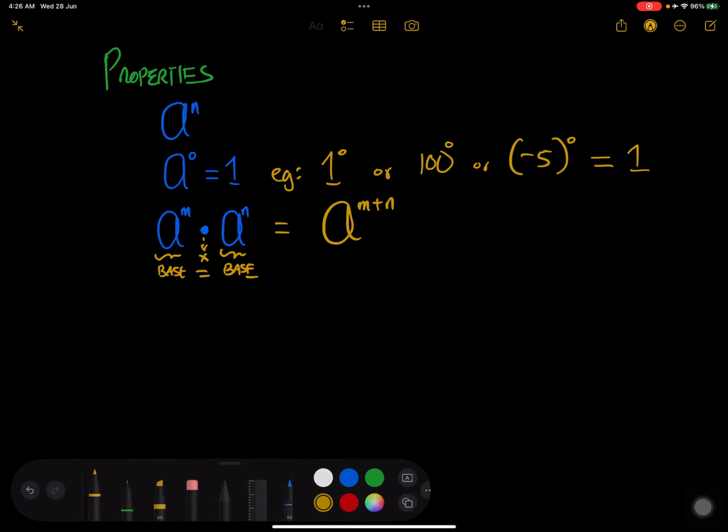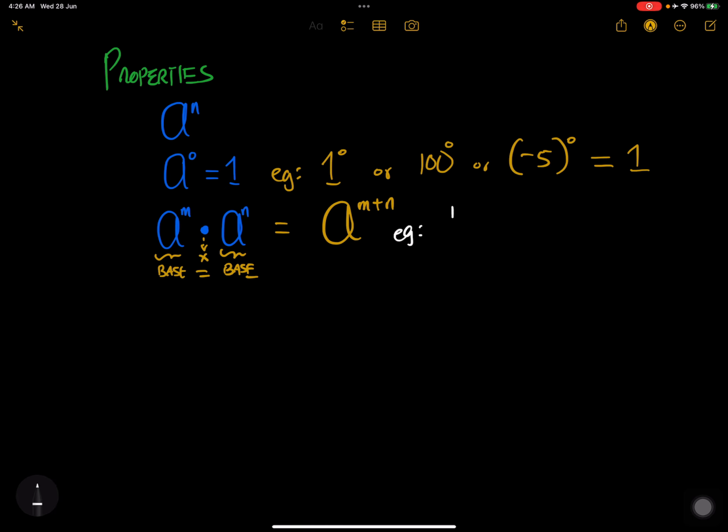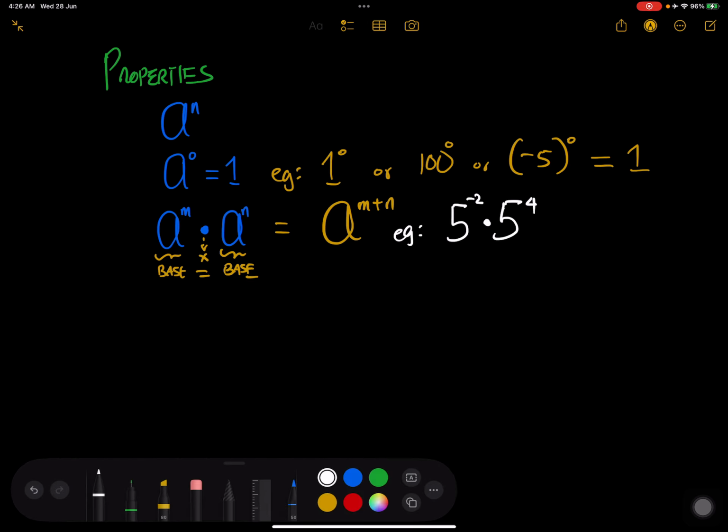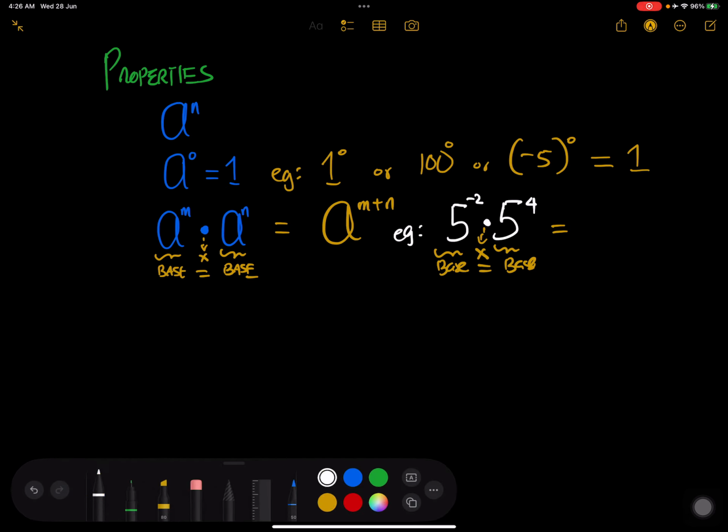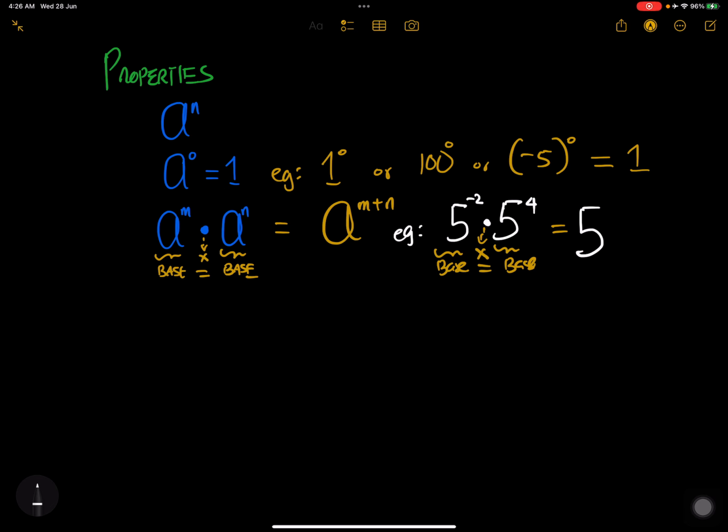So we are saying that, let's look at an example. An example of that is if you have, let's say, 5 to the power of negative 2, and we are multiplying it by 5 to the power of, let's say, 4. Because this base is the same as this base, you can see it's 5 and 5, and in the middle we have a multiplication sign, it means we can add the exponents. We can add the exponent by having 5 to the power of negative 2 plus 4.